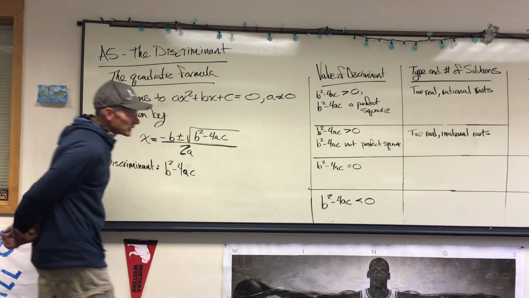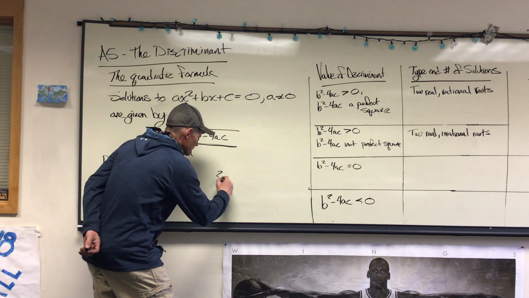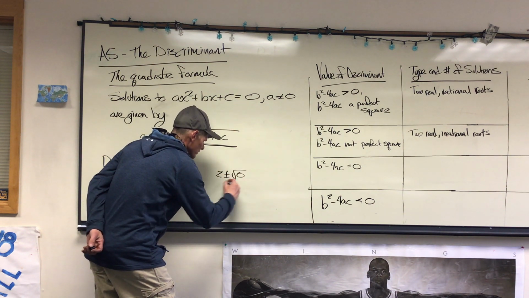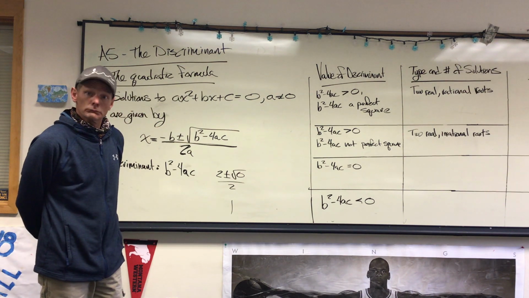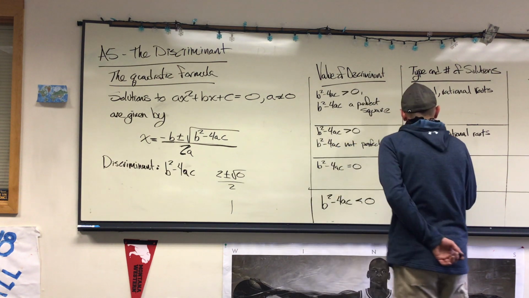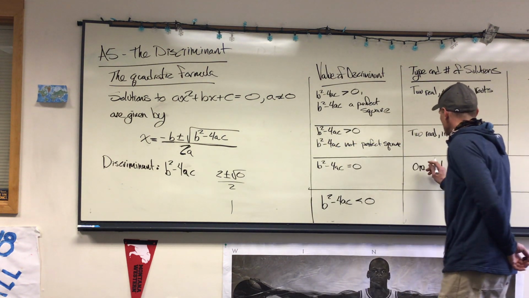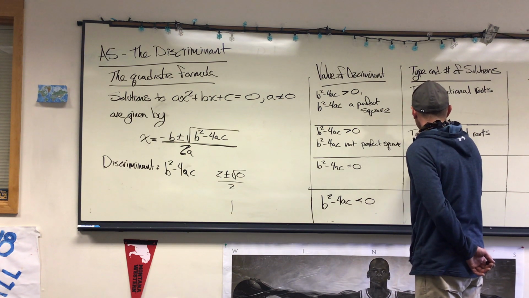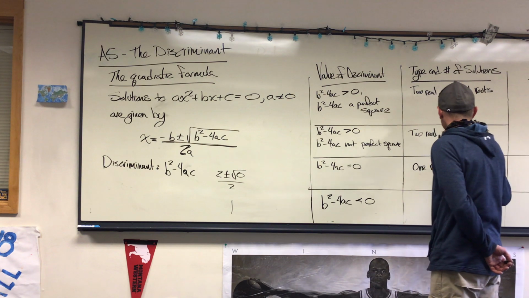What happens with the next one? b squared minus 4ac is equal to 0. Uh-oh. We end up with something like 2 plus or minus the square root of 0 over 0. Just 1. So we get 1 root. And is it rational, irrational? You can see that it will always be rational.